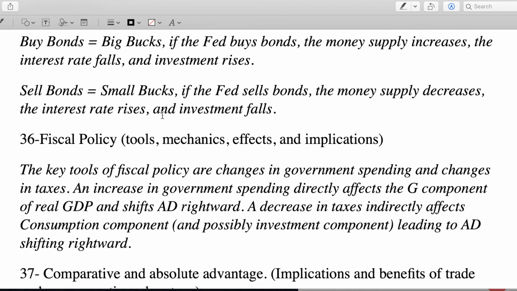Then the opposite is selling bonds. So then we get smaller bucks. So if the Fed sells bonds, the money supply decreases, interest rate rises, investment falls. Oh, who are they buying and selling from? They're buying and selling from the member banks.